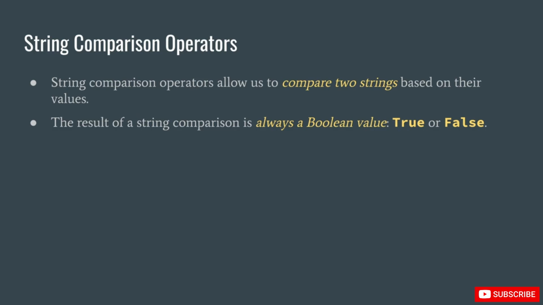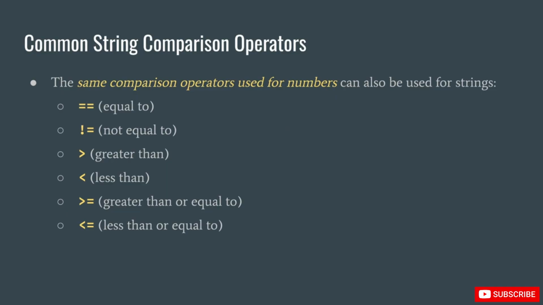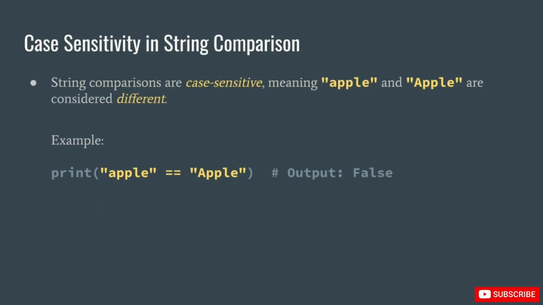String comparison operators let us compare two strings to see if they match or differ. Just like with numbers, the result of a string comparison is always a Boolean value, either true or false. Just like with numbers, we can use common comparison operators to compare strings. The most used ones are double equals for checking if two strings are equal, not equals for checking if they are different, and greater than and less than for comparing which string is greater or less in lexicographical order. String comparisons are case sensitive, which means that capitalized apple and all lowercase apple are considered different strings.